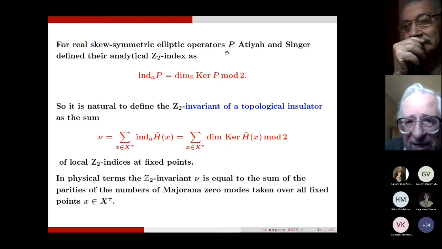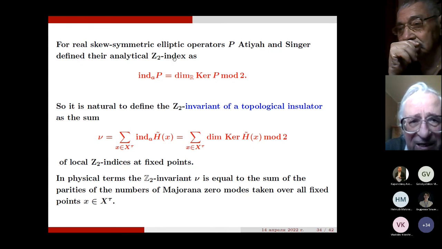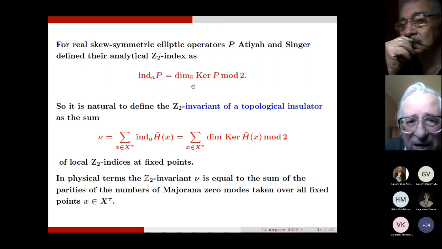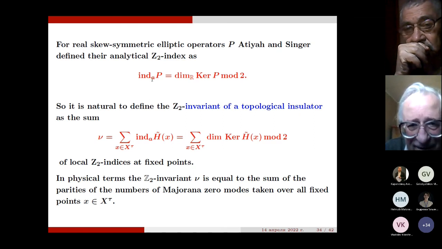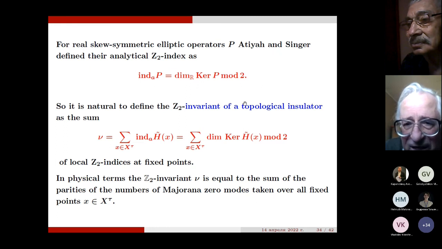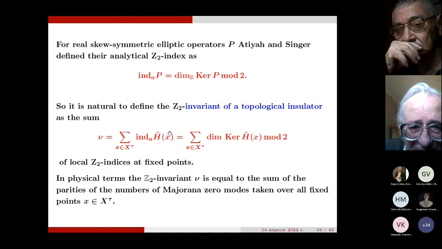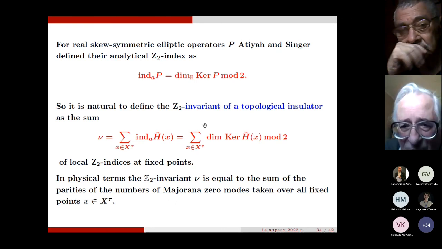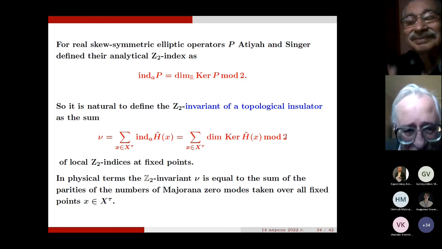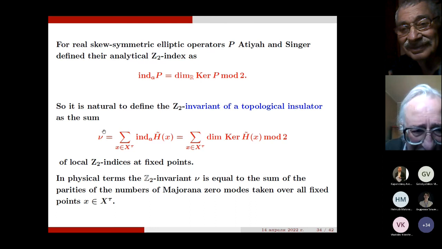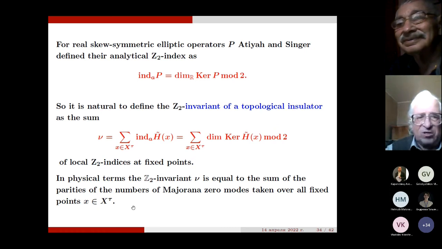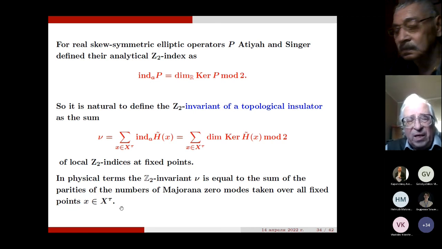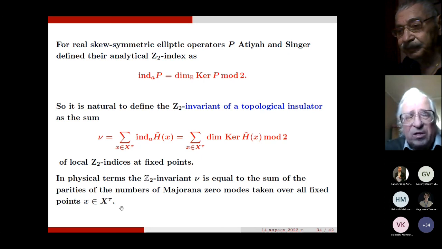For real skew-symmetric elliptic operators P, Atiyah and Singer define their analytical Z2 index in the following way. This is the dimension of the kernel of this operator modulo 2. So this is the index of operator P at this point. So it is natural to define the Z2 invariant of a topological insulator as the sum of all these indices, summed over all fixed points. So it is the sum over all fixed points of the dimensions of the kernel of this operator H tilde modulo 2. In physical terms, the Z2 invariant which I just introduced is equal to the sum of the parities of the numbers of Majorana zero modes taken over all fixed points X. So this is the first topological index, which is very important, and I call it the analytical Z2 index.